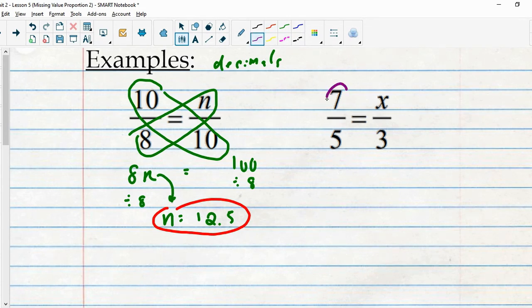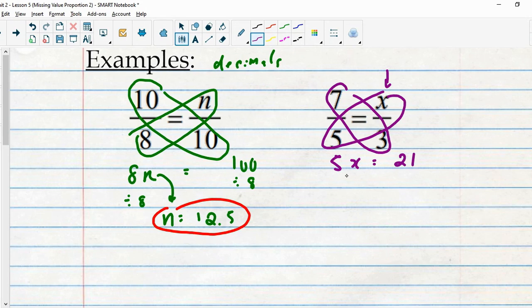So here again, I have 7 and 3. By the way, I think what you've also seen is this. I think sometimes you think that this is the only place where you can have a missing value. That's not true. Okay, so let's see if we have different examples other than this. But all right, so 7 times 3 is 21. 5 times what gives us the 21? All right, so okay, you divide.